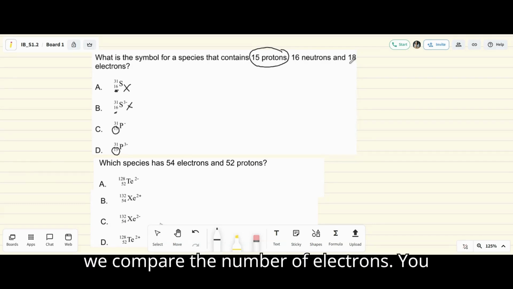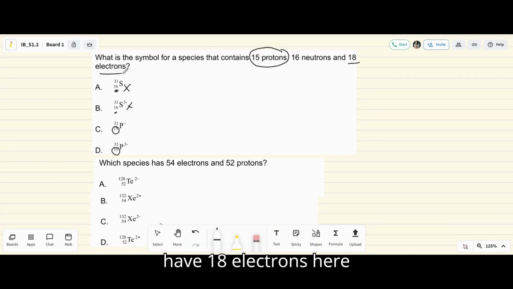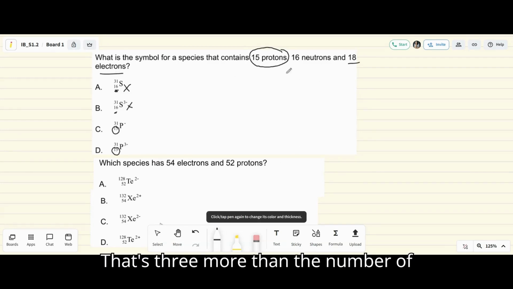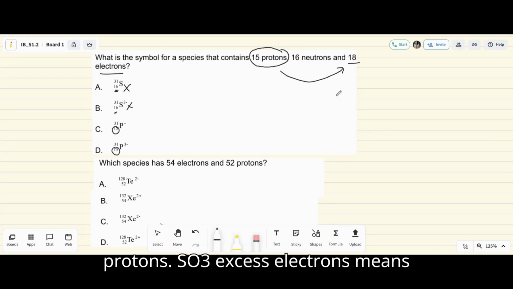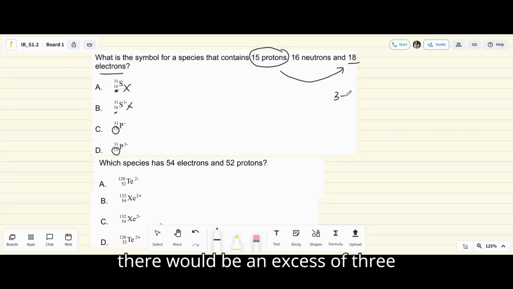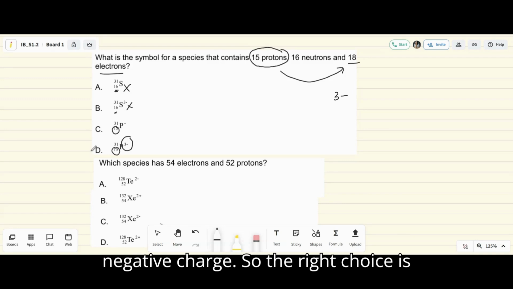Now we compare the number of electrons. You have 18 electrons here. That's 3 more than the number of protons. So 3 excess electrons means there would be an excess of 3 negative charge. So the right choice is D.